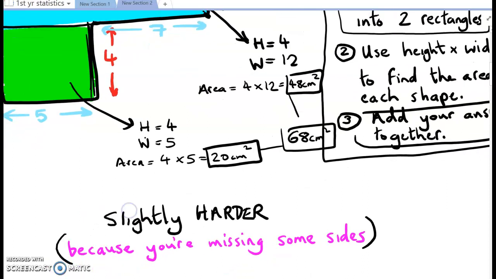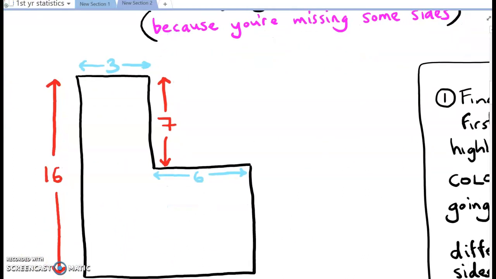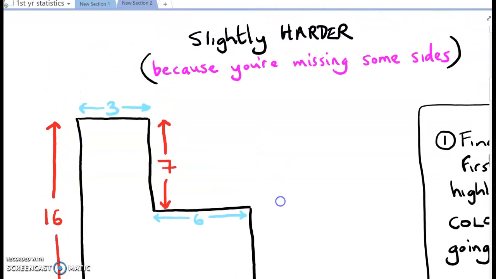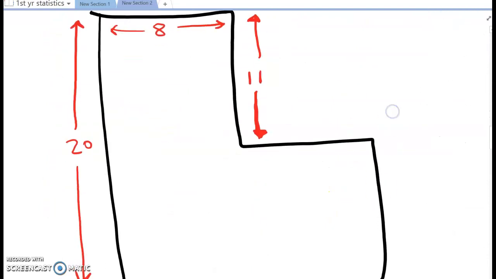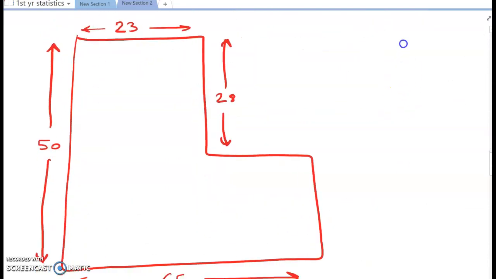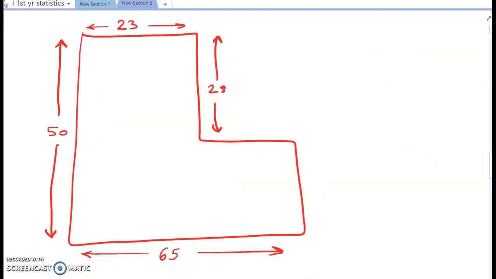Now I'm going to move on to slightly harder ones. They're slightly harder because you're missing some of the sides. Okay, so let's jump straight to the one that Miss O'Brien gave. So the first one that Miss O'Brien gave was down here. This is one of the ones she gave. Now what we have to do is what we've just been doing, but before we do, we have to do an extra step. And it's really straightforward.